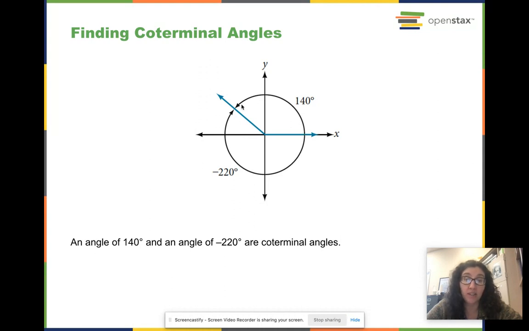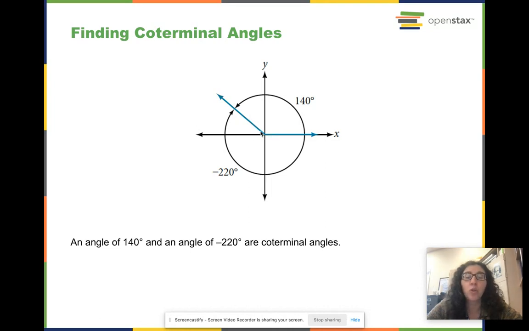Well, we could say it's 140 degrees, right? Or we could say it's minus 220 degrees. There's two different ways, completely valid, that we could describe this angle. Can you think of another way we could describe it? What if we said 500 degrees, right? If we went all the way around once and then back 140 more degrees, so 360 plus 140 would be 500 degrees. That's another way.